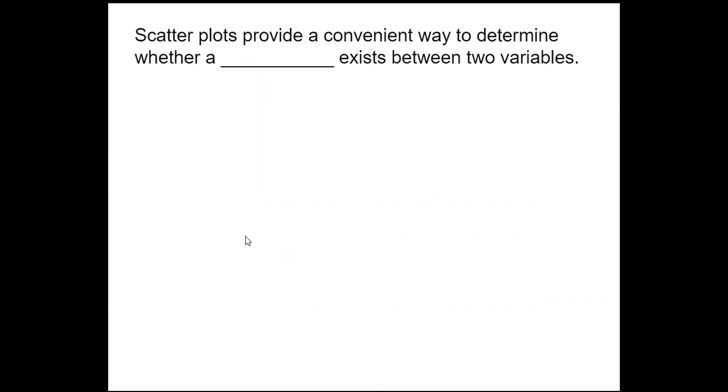Then, scatter plots provide a convenient way to determine whether a correlation exists between the two variables. So we have a correlation between the two variables, and we want to know now if this relation, this correlation, will be positive, negative, or no correlation. It depends on the position of the points once we represent it graphically. So we want to decide which correlation this one will be.